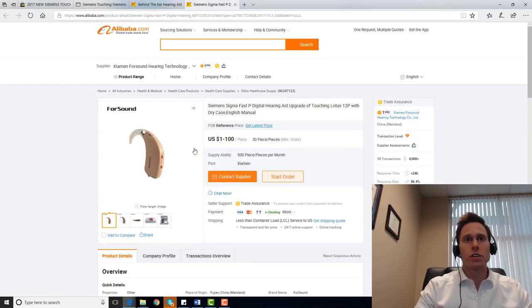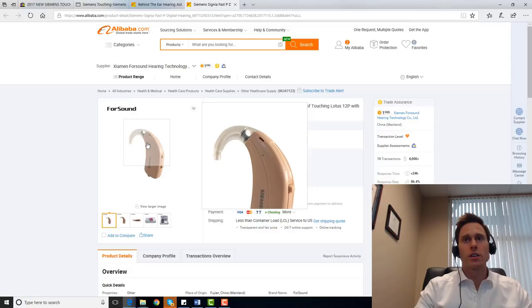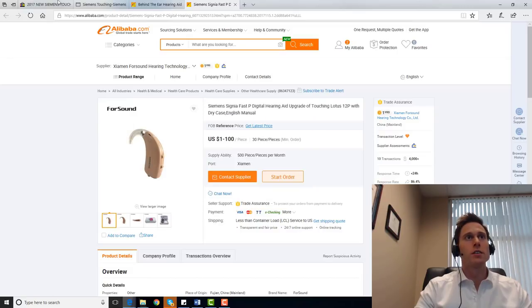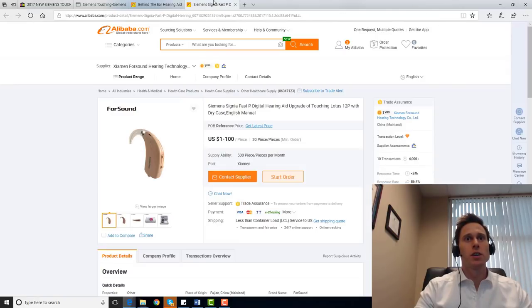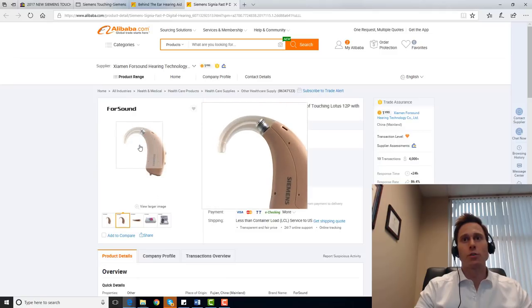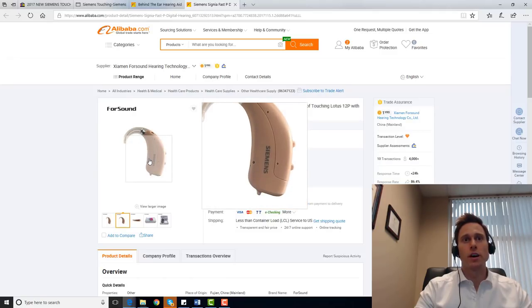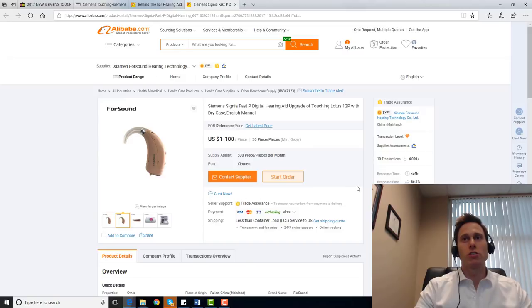So this is basically the hearing aid that is on eBay. Oh, would you look at that? Basically the exact same device, and this device is a counterfeit device. Okay, so these are just things that you need to be aware of.